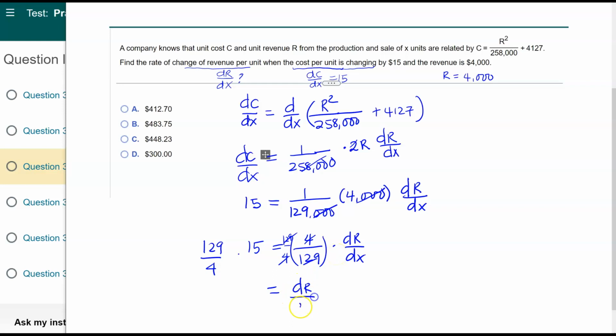So dR/dx is equal to 129 times 15. That's 1935 over 4. Simplify this, divided by 4. That is equal to 483.75. Letter B.